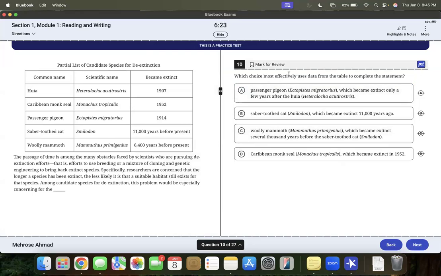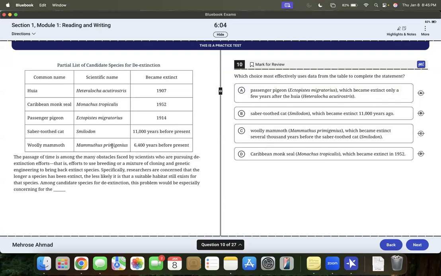Okay. Which choice effectively uses data from the table to complete the statement? As you can see, this is a different type of passage. This passage requires understanding of text and table. Anytime you read a table, it's important to read the full title, read all the subheadings, etc. I recommend reading the text before you read the table as well.